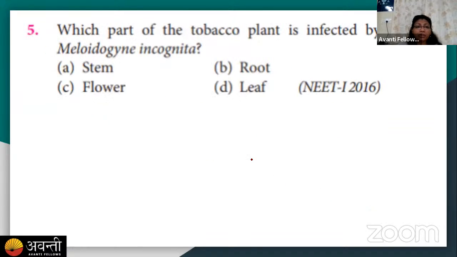So your question number 5: which part of the tobacco plant is infected by Meloidogyne incognita? Everyone knows Meloidogyne incognita is a nematode parasite, due to which the production, or we can say the yield, of the tobacco plant decreases a lot. So you have to tell me in which part of the plant this parasitic nematode infection is found.